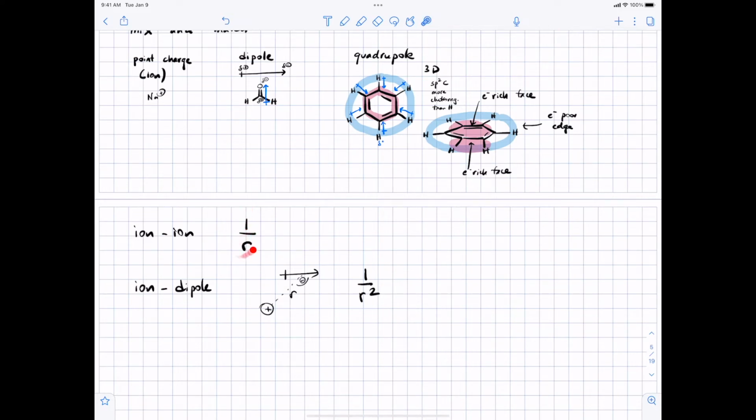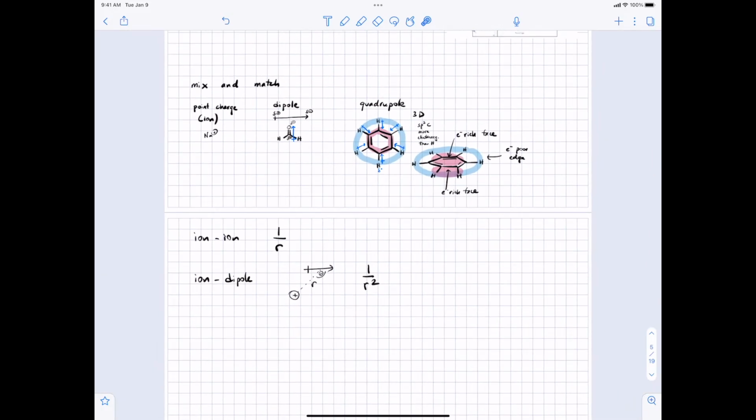With a 1/r dependence from Coulomb's law between ions, the larger the radius, the lower the interaction. But this now has radius squared, so that means that if you double the radius, you lower the interaction by a factor of 4, right? And this is actually general as you start to decrease the strength of the interactions. If you go to dipole-dipole, the interaction is 1/r to the 3.